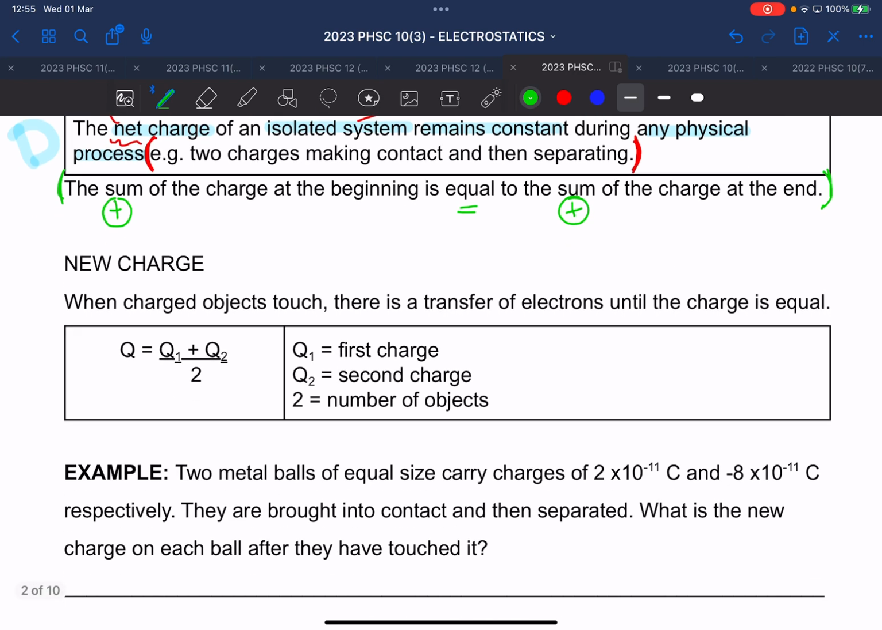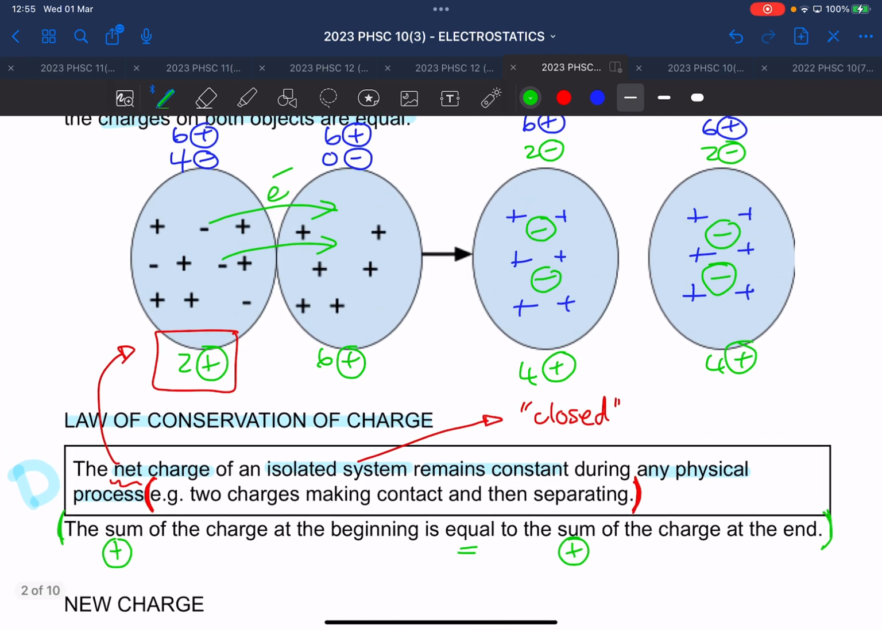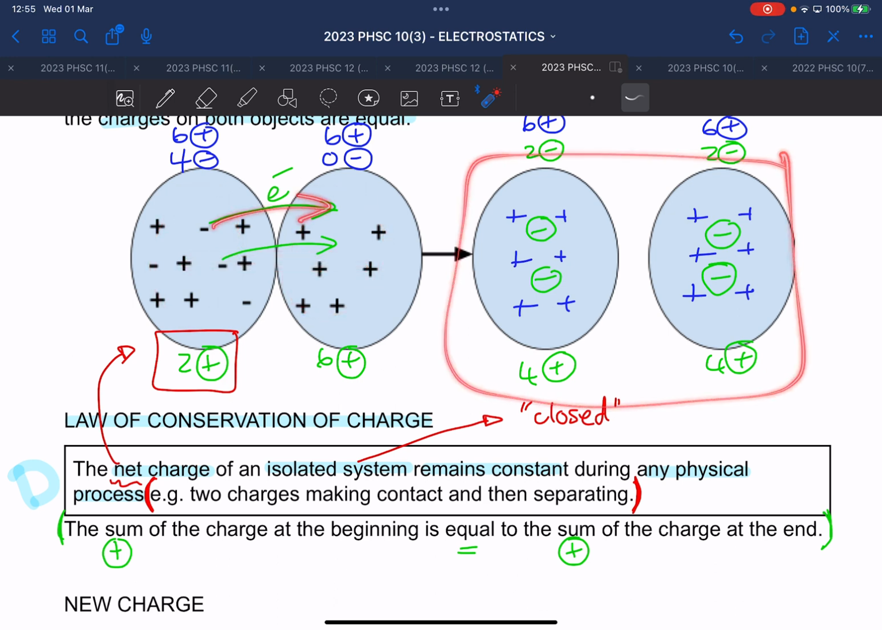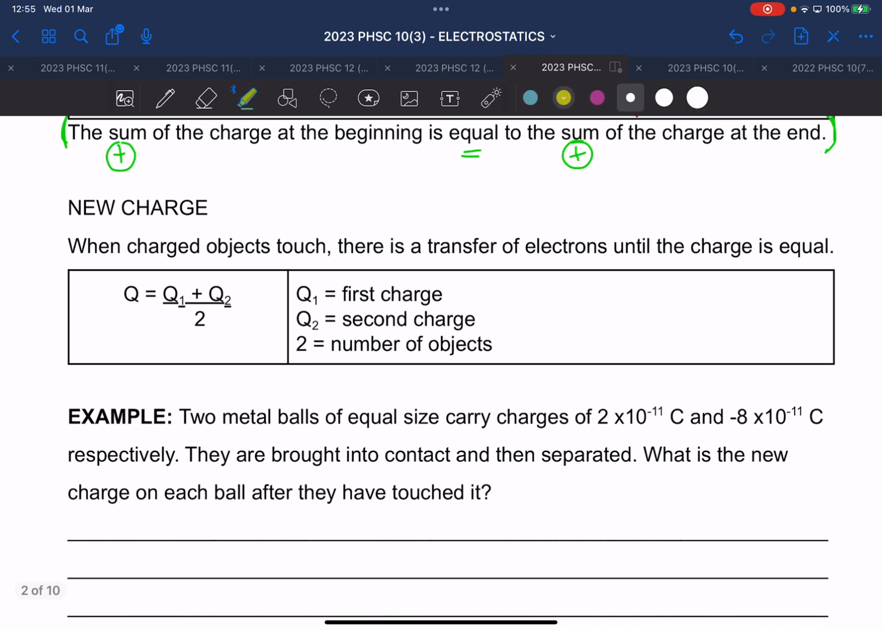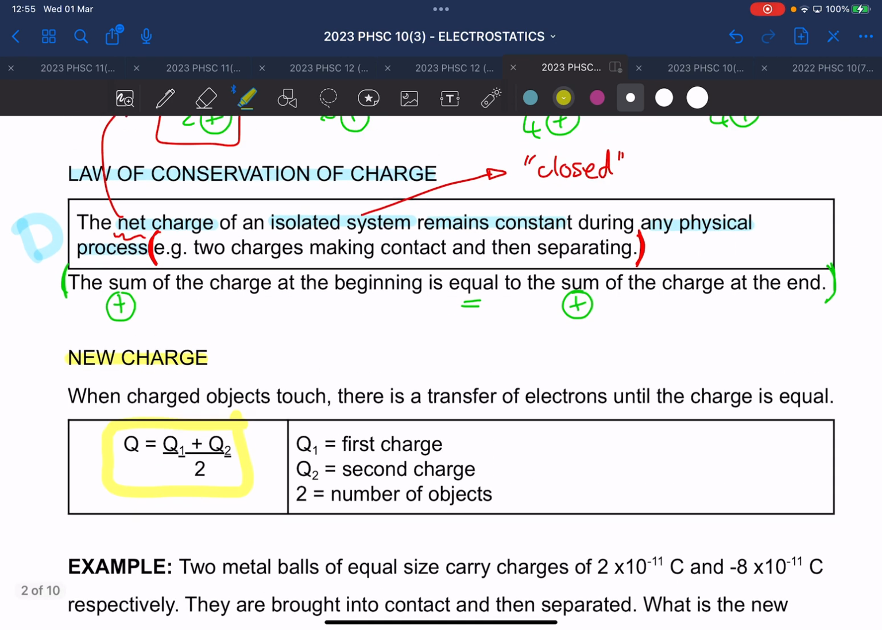So when we have two charges that are not the same and they touch one another, there will be a transfer of electrons until they are equal. To get this new charge, we have an equation. What we do is add the two charges together, and then divide by the number of objects. So if we have 3 objects, we divide by 3. If we have 2, 2.